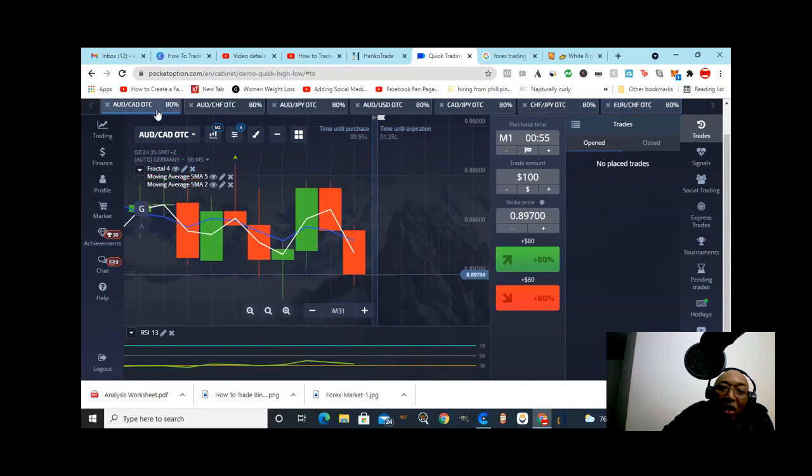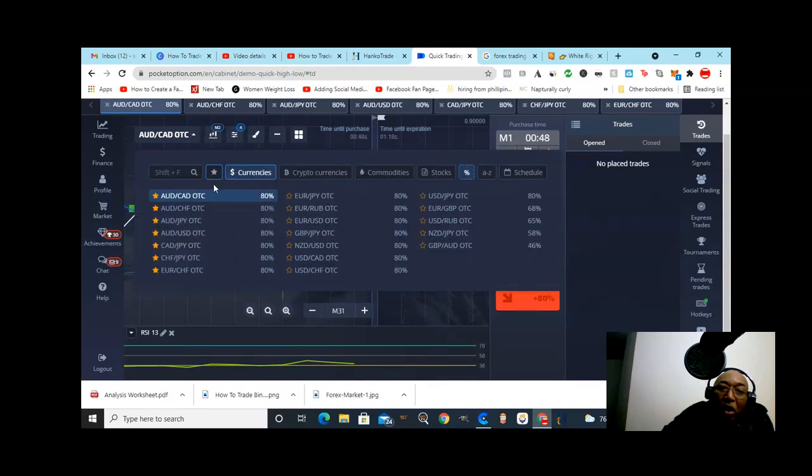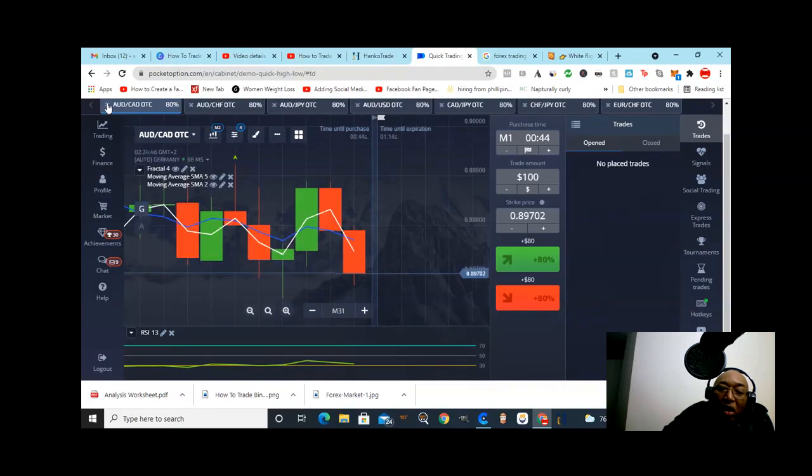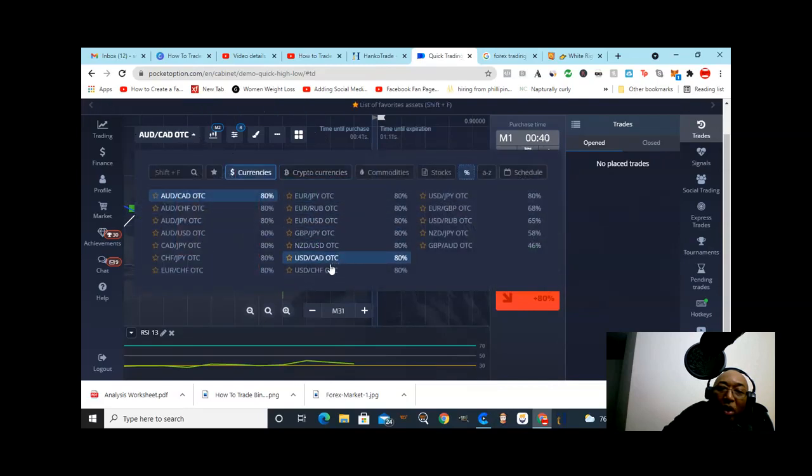So I didn't see anything good for us here, so I'm just gonna pick up a few more and see. Let me cancel this. And let's try this. Let's try the US ones. Let's try the pairs that have the USD and see what happens. All right, let's see that. So that's the USD.